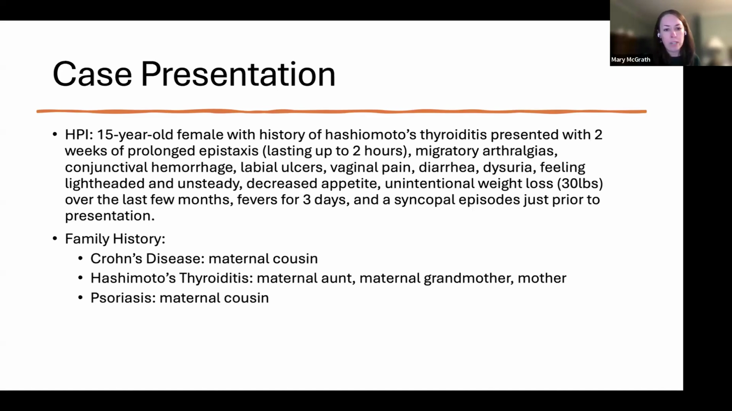Her family history was pertinent for a maternal cousin with Crohn's disease. Hashimoto's thyroiditis was also pretty prevalent in the family, in her maternal aunt, maternal grandmother, and mother. And then she also has a maternal cousin with psoriasis.